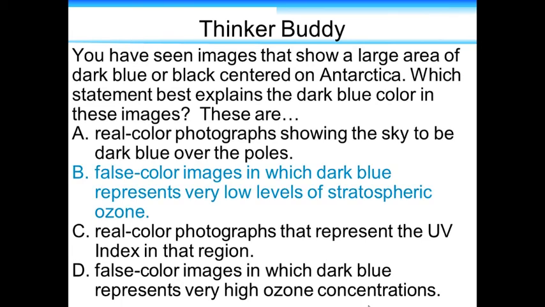So B is correct. These are false color images. Dark blue represents low levels of stratospheric ozone. We're using colors to simplify our view and show the regions which have low ozone.